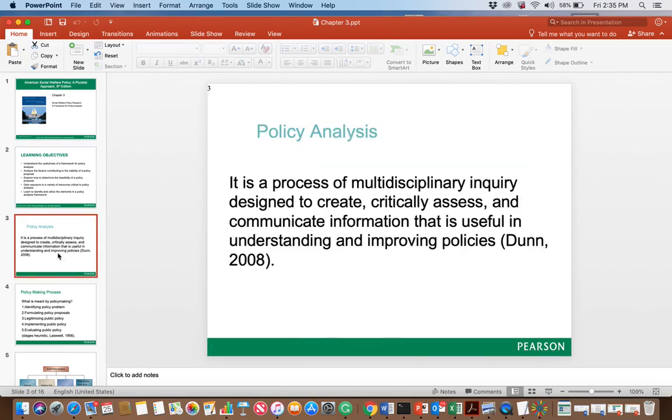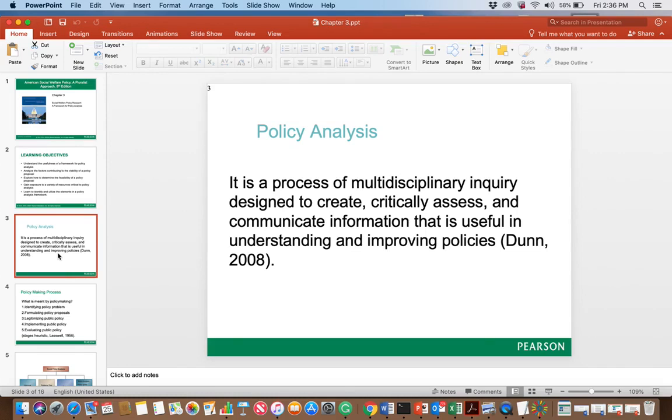So, what is policy analysis? And I think this is important for you to understand, because if you cannot understand what it is, if you can't define what it is, then you cannot do it. Well, according to Dunn, a policy analysis is a process of multidisciplinary inquiry designed to create, critically assess, and communicate information that's useful in understanding and improving policies.